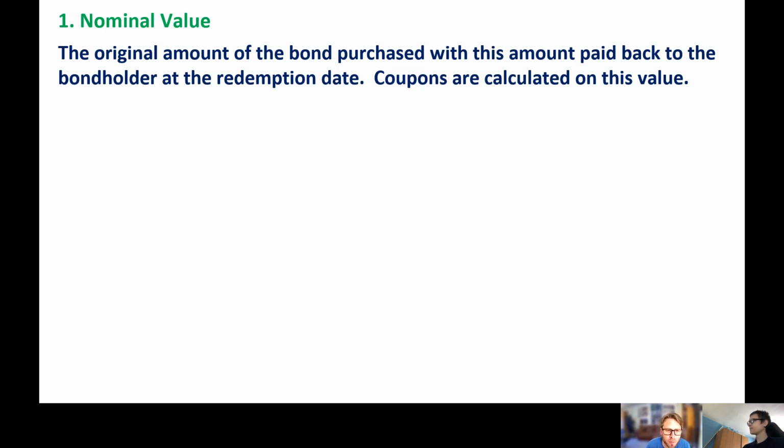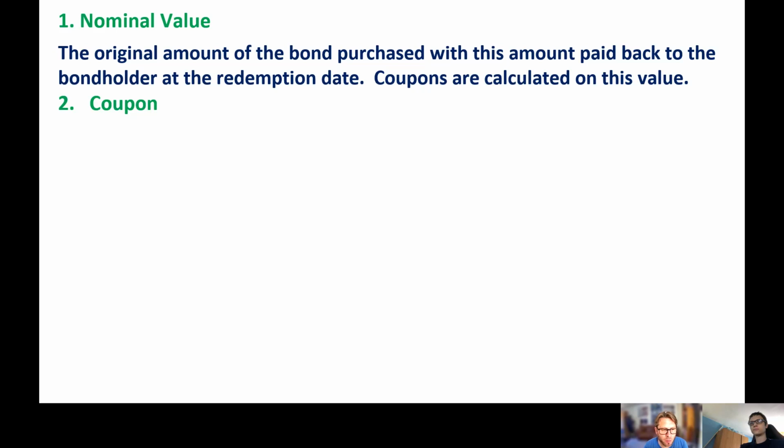So that's the original amount of the bond when it's purchased, and that remains fixed, unless you buy specific types of bonds where the nominal value changes. Generally speaking, that remains the same. So at the end of the life of the bond, at the date that it redeems, the nominal value is paid back to the bondholder.